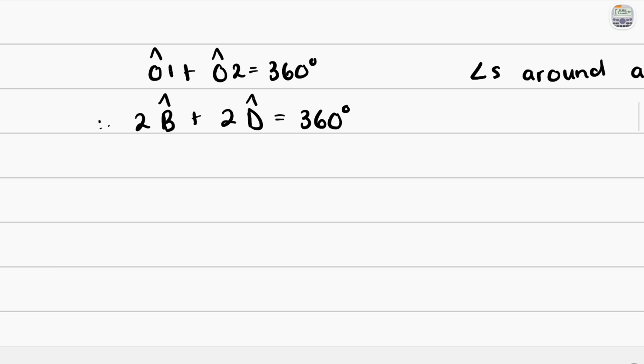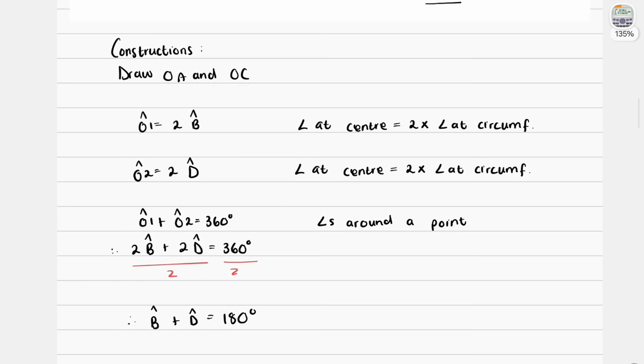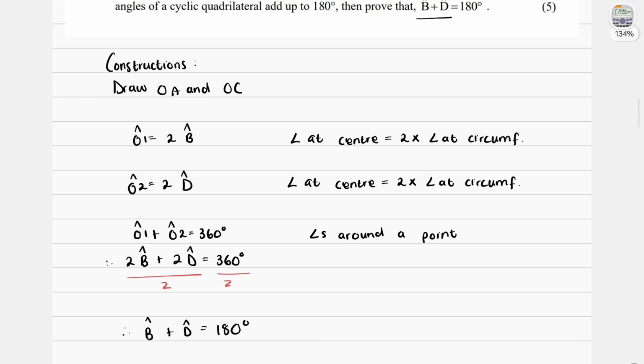So now, to find out the value of angle B plus angle D, you see that we have a common factor of 2 all across. And we can just divide both sides of this equation by 2. And so therefore, this concludes that angle B plus angle D is finally equal to 180 degrees. And that's how we prove this theorem. Moving on to the next question.